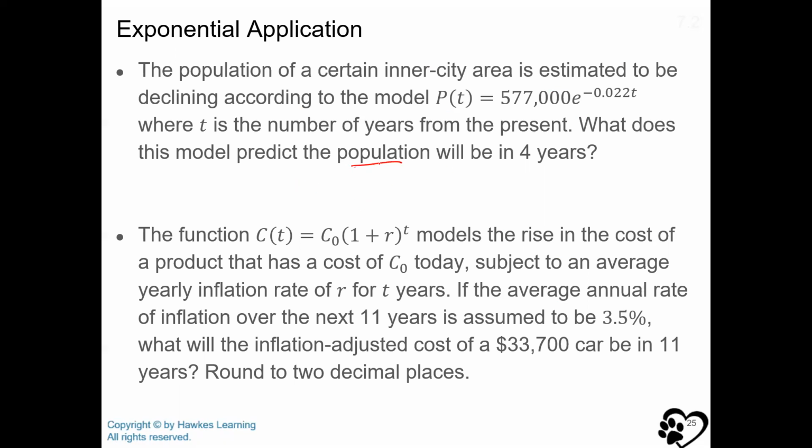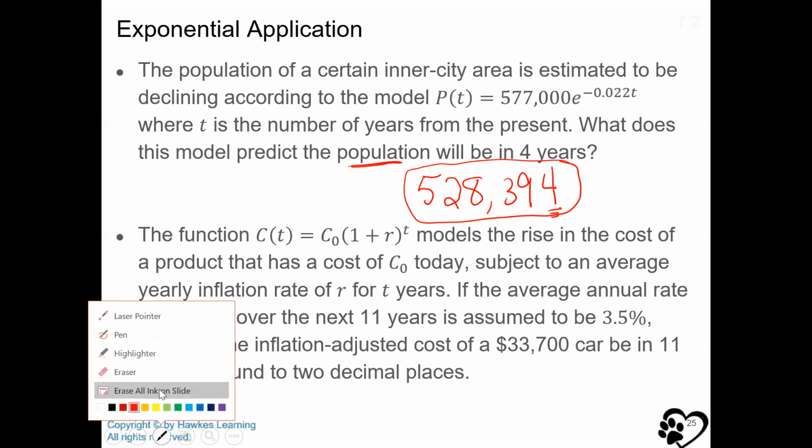The population we're talking about is a number of people. Since we're talking about people, you always want to round to the nearest person. We don't want to say we have 0.2 of a person, because we don't talk like that, right? So you always round to the nearest person or nearest whole number. This is what I got. If you didn't get that, try your calculator again, and I bet you'll get it.